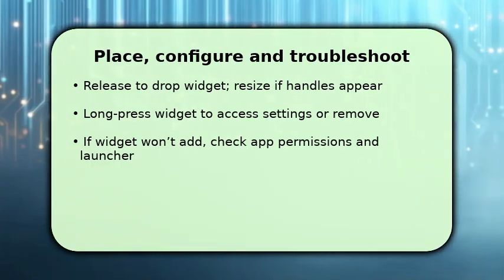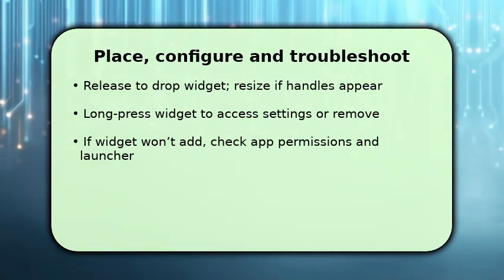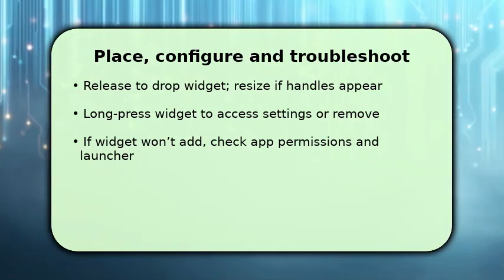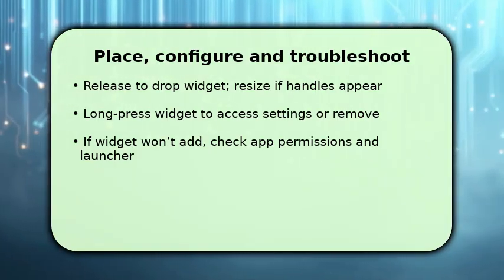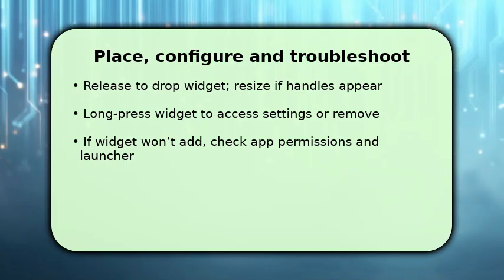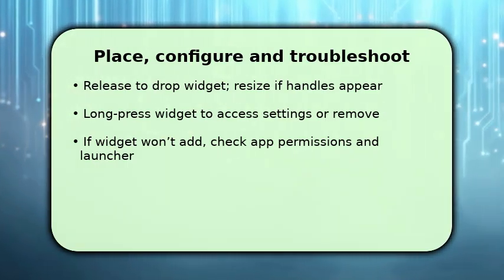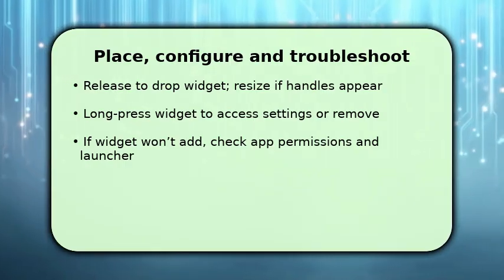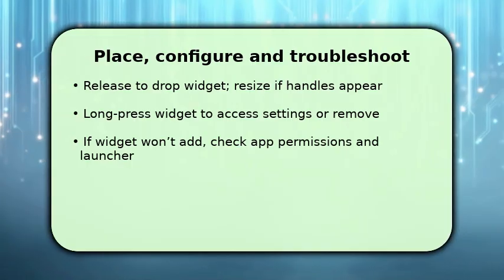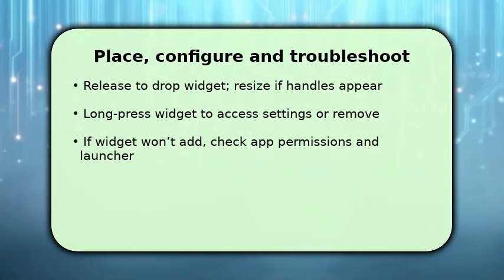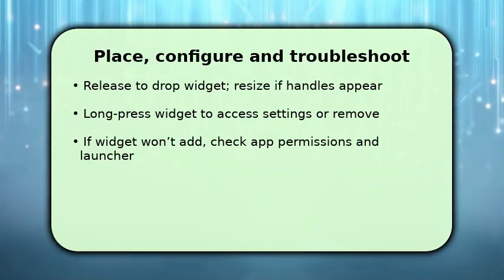Once placed, tap the widget or long press it to open widget settings or quick actions so you can customize behavior and data sources. If the widget refuses to add or shows blank content, make sure the associated app has necessary permissions and that you're using the MIUI launcher. Force close the app or reboot if needed. If problems persist, remove and re-add after updating the app.